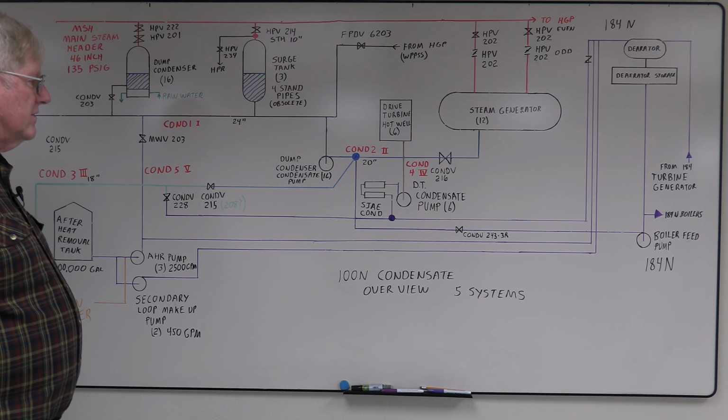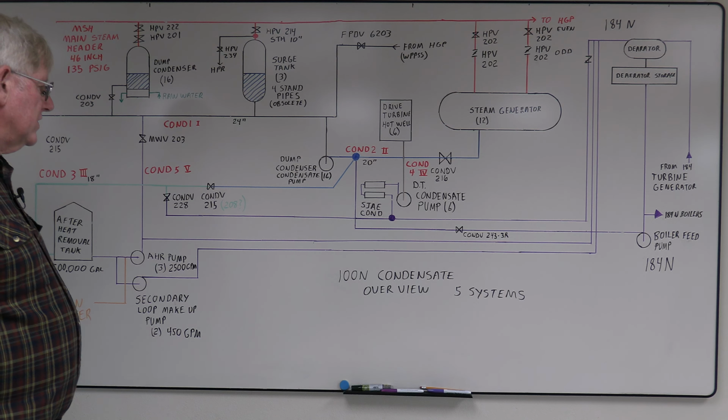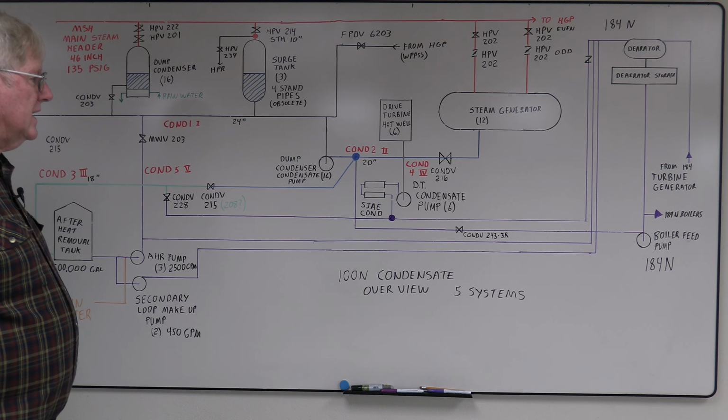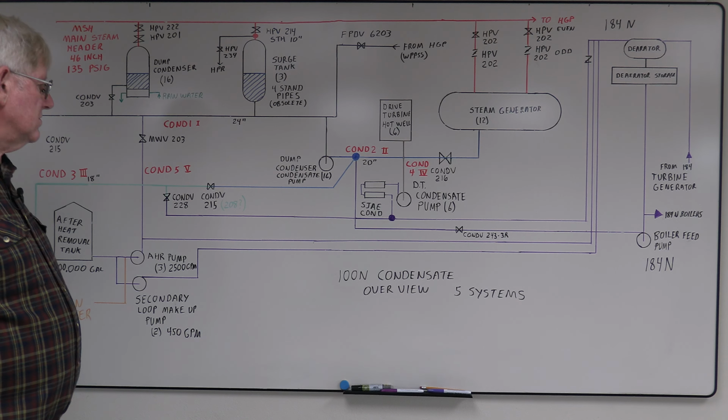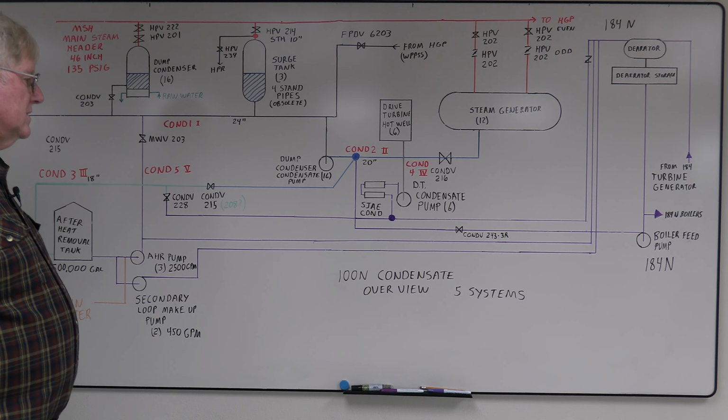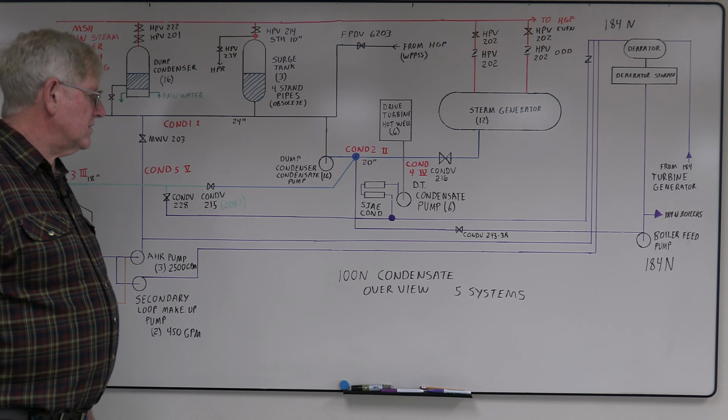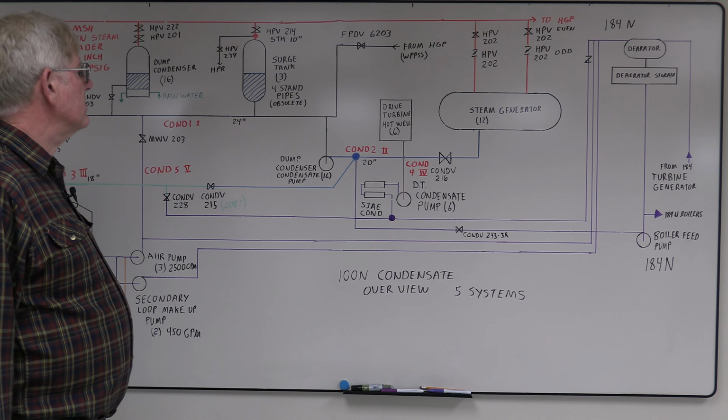We're going to cover a lot of information on them, mostly for historical documents. If anybody has stuff to add, definitely let us know. This is kind of our first attempt at this. But 100N reactor had 5 condensate systems.